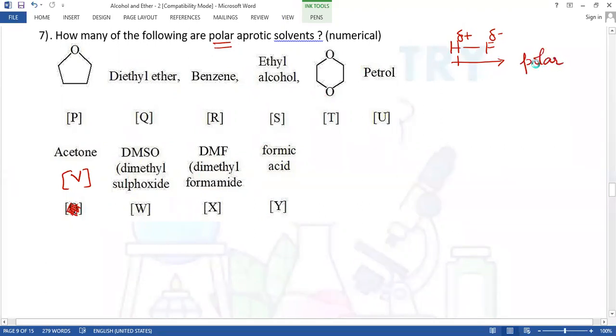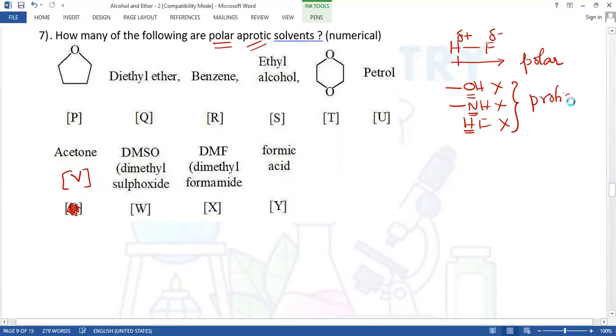What do you mean by aprotic solvent? Aprotic solvent means there should not be hydrogen on an electronegative element. For example, OH should not be there. NH should not be there. HF should not be there. Hydrogen atom should not be there on the more electronegative element. And if there is an OH, NH, or HF, it is a protic solvent.